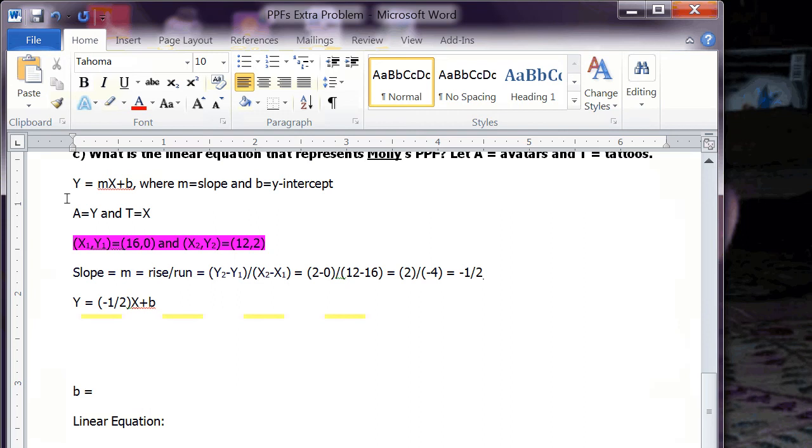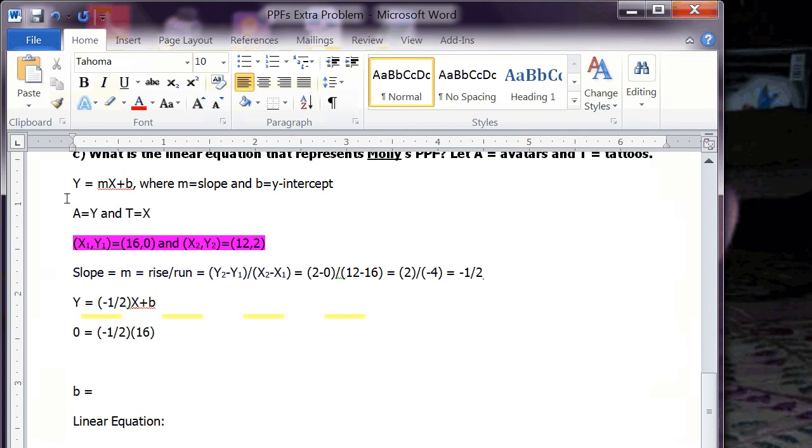So y and x here represent all the y's and all the x's, but to find our specific b, we're going to use a specific point, and I've just chosen to do the first point. So x1, y1 makes it easy. The number's already right there for us. So our y in that point is our 0, and we're going to put back in negative 1/2 for our slope. And now we're going to plug in our x, which is x1 in this situation, which is 16.